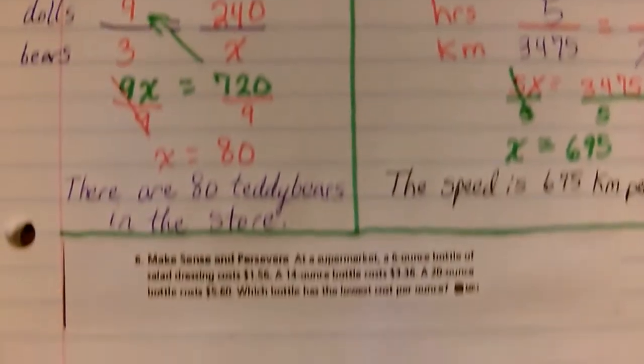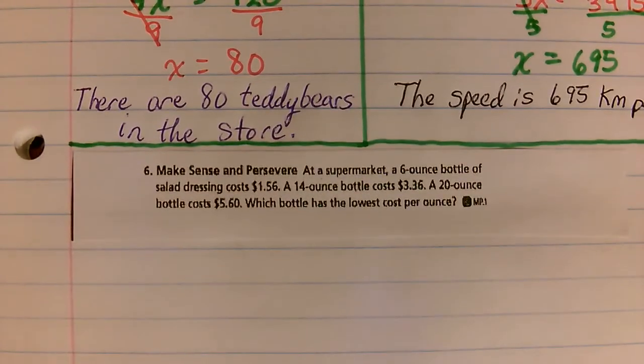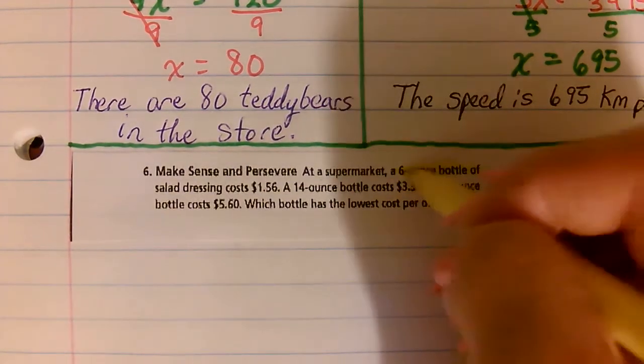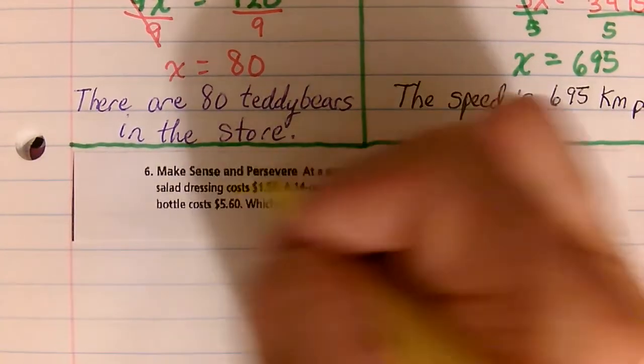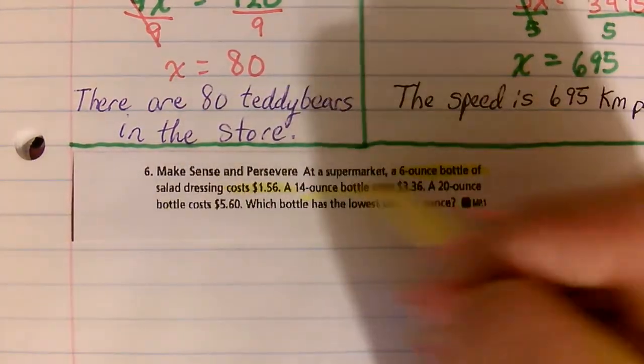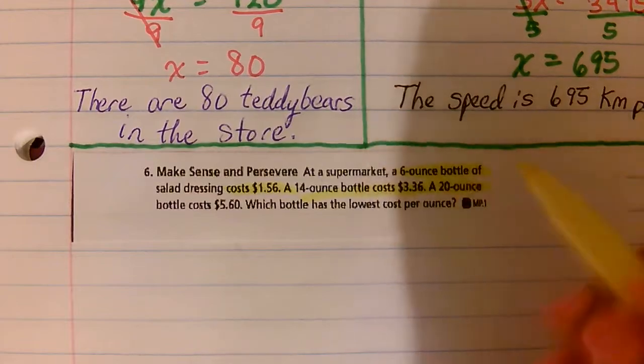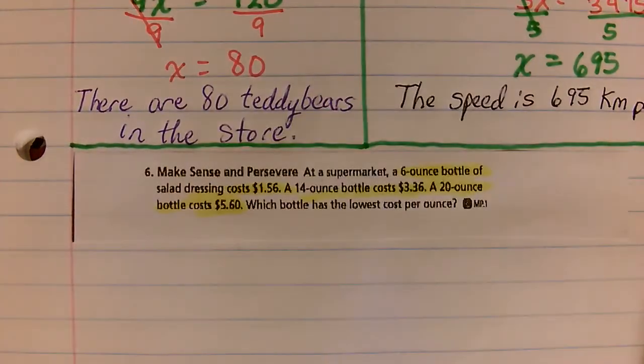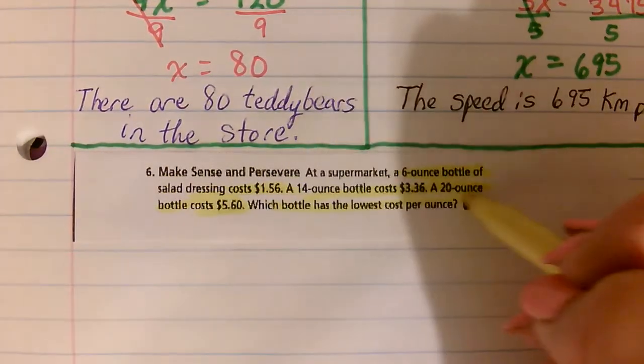Okay, one last question before you start your assignment today. Number 6 says, make sense and persevere. So, highlight important information. At a supermarket, a 6-ounce bottle of salad dressing is $1.56, but a 14-ounce bottle costs $3.36. A 20-ounce bottle costs $5.60. Which bottle has the lowest cost per ounce?